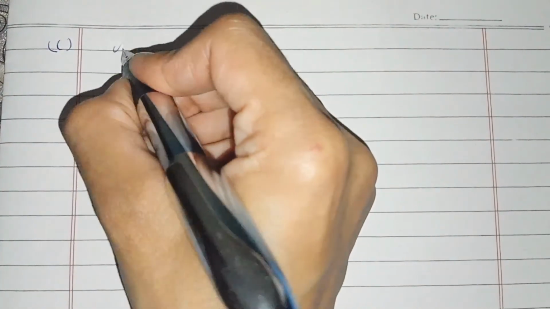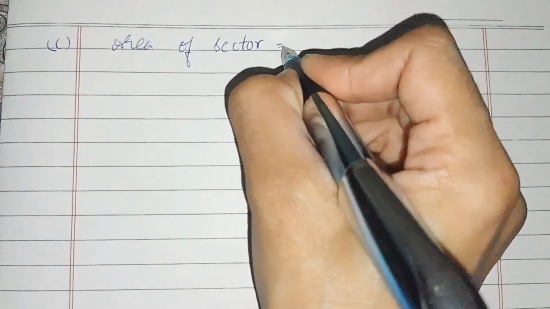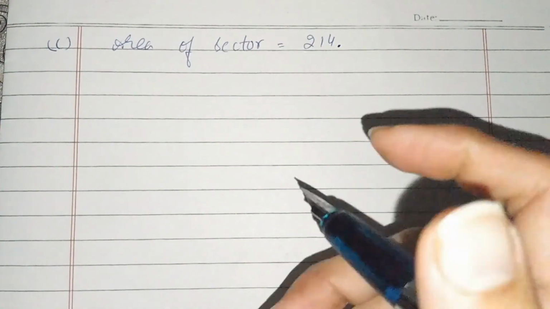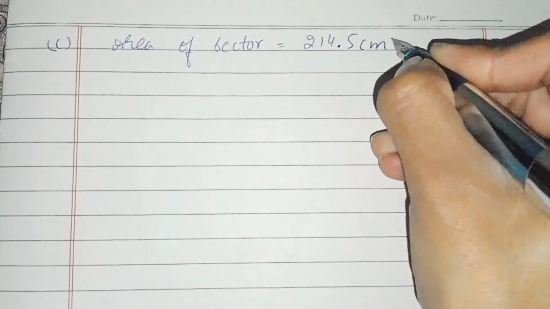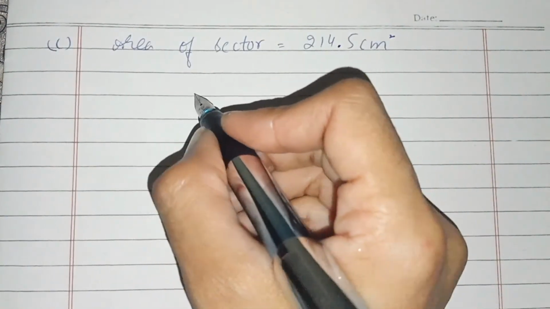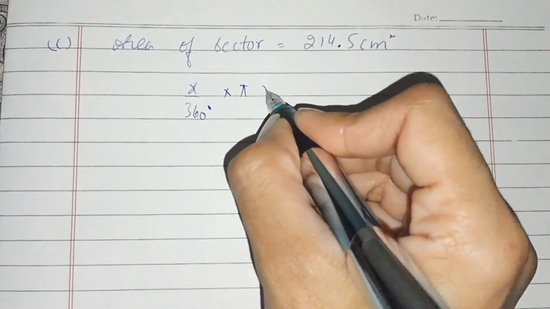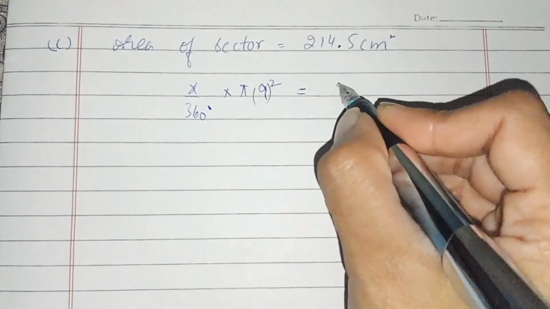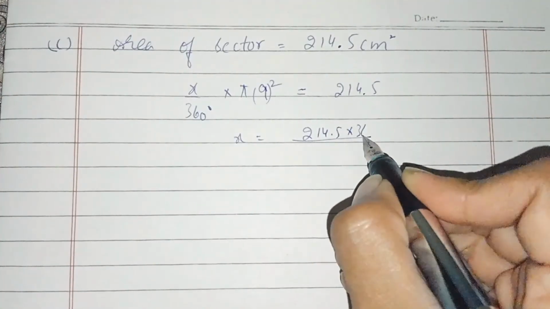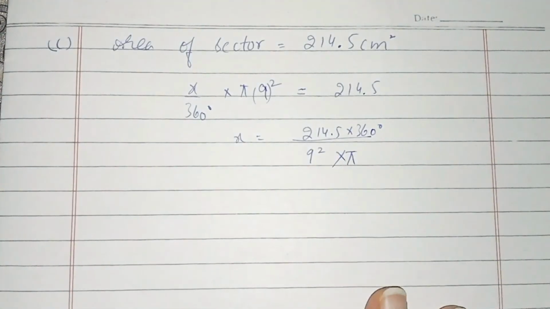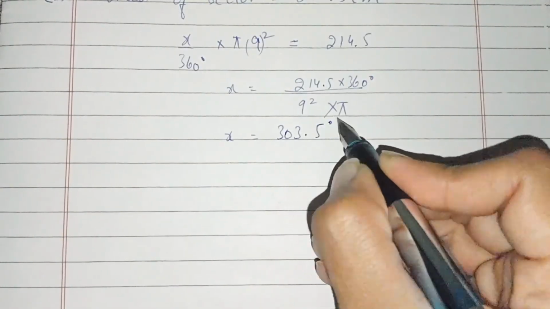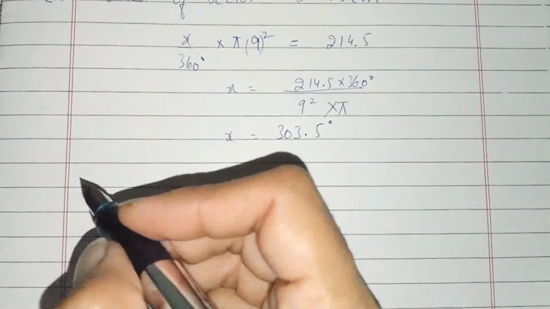Now students, part number C. In part number C, the area of sector is 214.5, and you know the formula x over 360 multiplied by pi, r is 9 square, and this is 214.5. 214.5 multiplied by 360 divided by 9 square and divided by pi, and we get the answer of x, which is equal to 303.5 degree. Now students, part number C is solved.